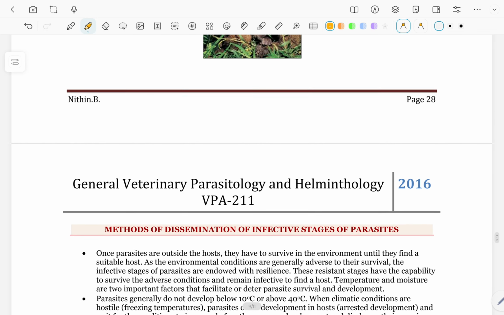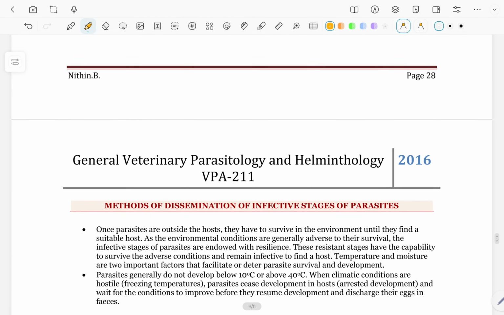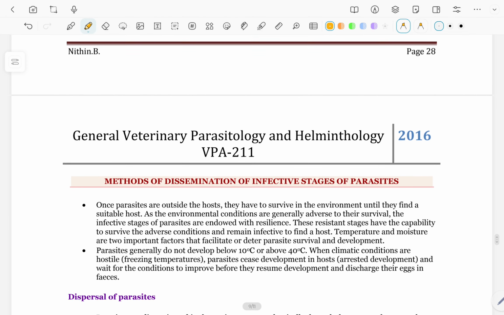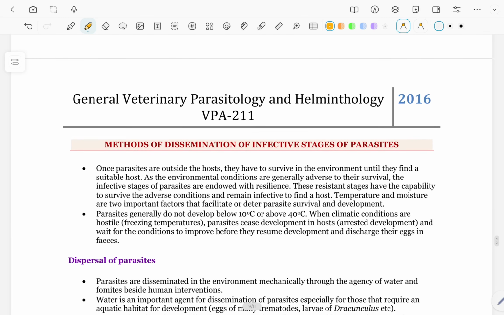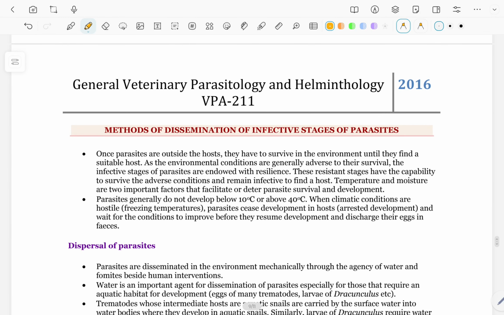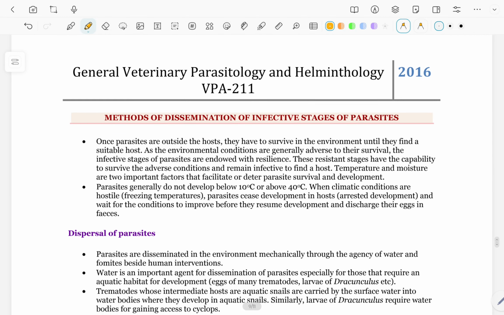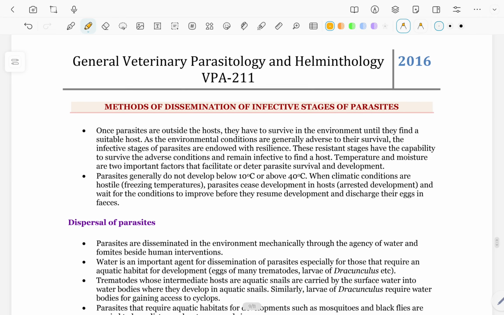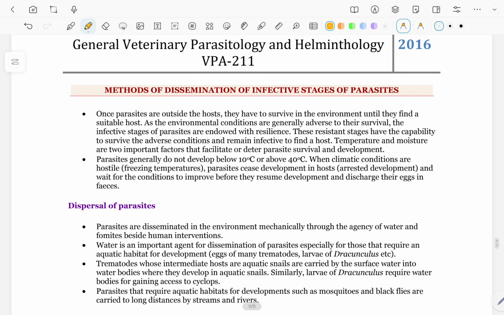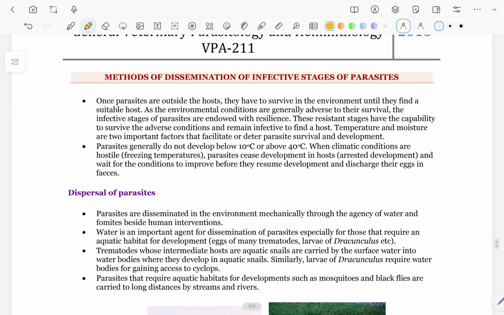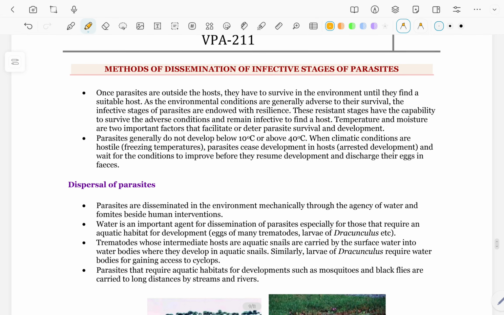Method of dissemination of infective stage of parasite. Once parasites are outside the host, they have to survive in the environment until they find a suitable host. As the environmental conditions are generally adverse to their survival, the infective stages of parasites are endowed with resilience.